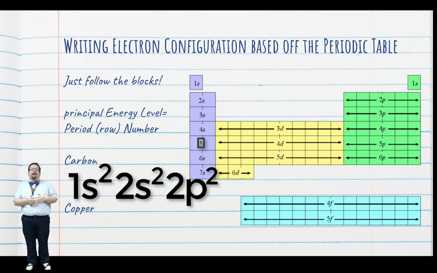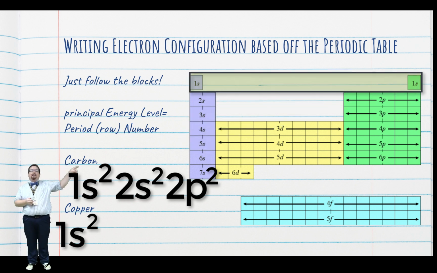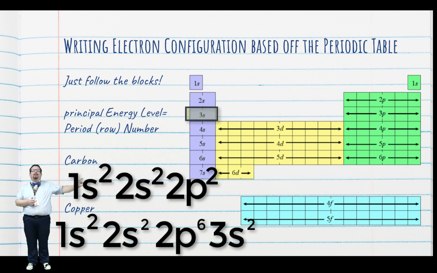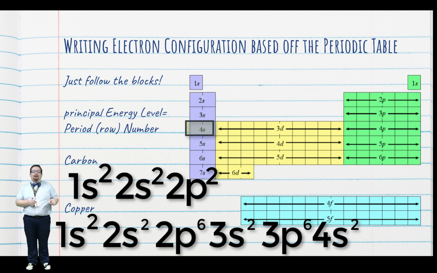We can do the same thing for copper. We get through the 1s2, then 2s2, 2p6, 3s2, 3p6, 4s2, and then we start on the d block. The d block goes down a number, so we go 3d and then 9.